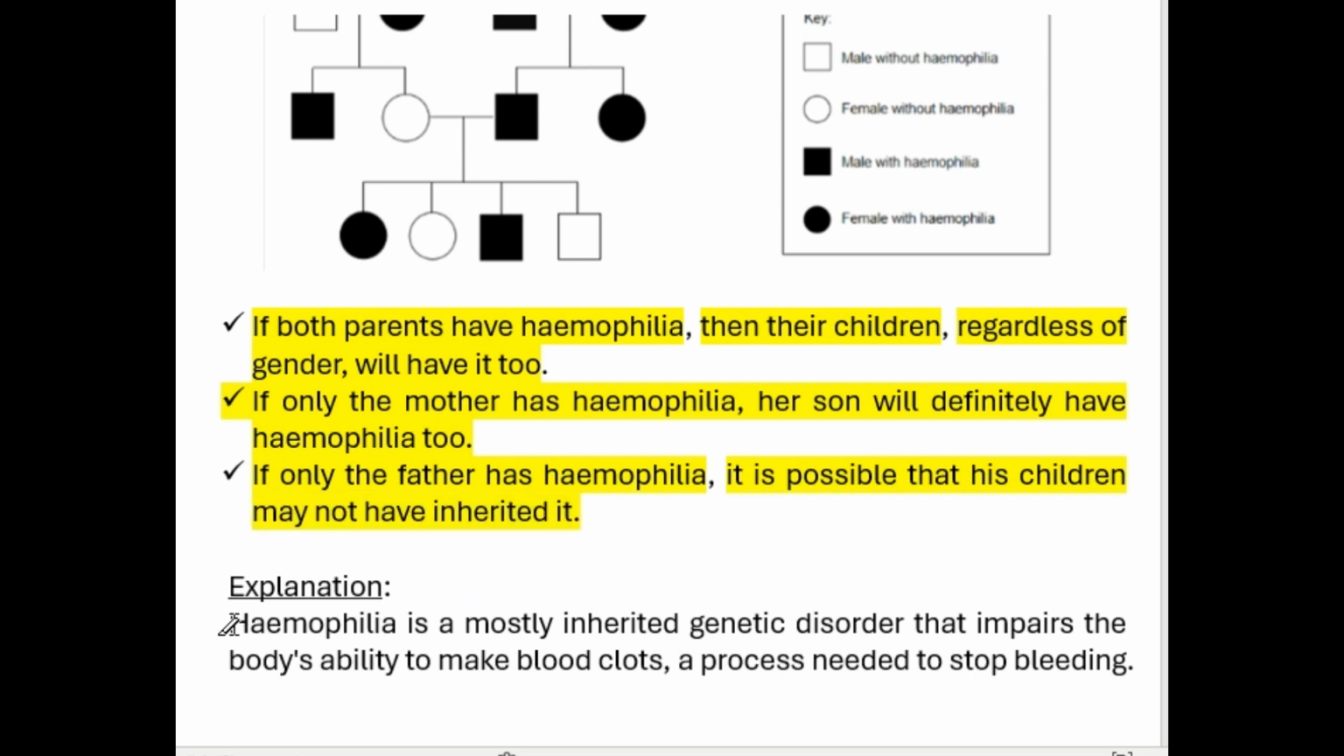Explanation. Hemophilia is a mostly inherited genetic disorder that impairs the body's ability to make blood clots, a process needed to stop bleeding.